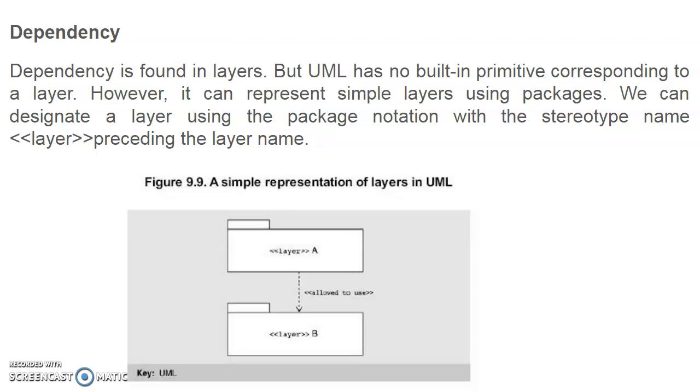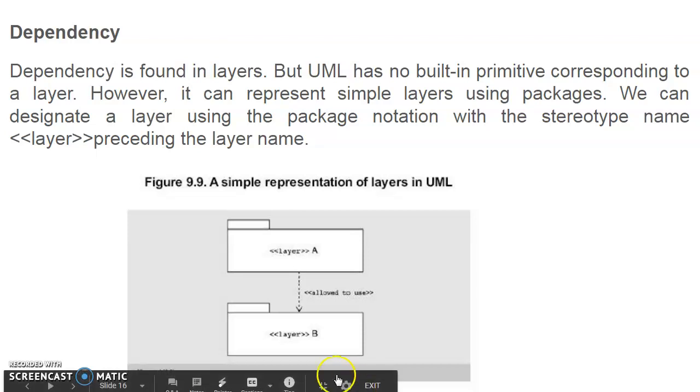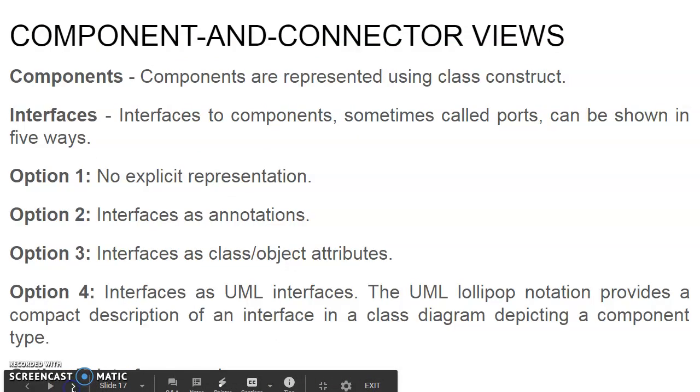So the diagram will not represent a package; it will be layer A and layer B. Here layer A is dependent on layer B, so it allows layer A to use layer B. So there is a dependency between A and B. This represents the dependency relationship in our model diagram. So that is the model view.